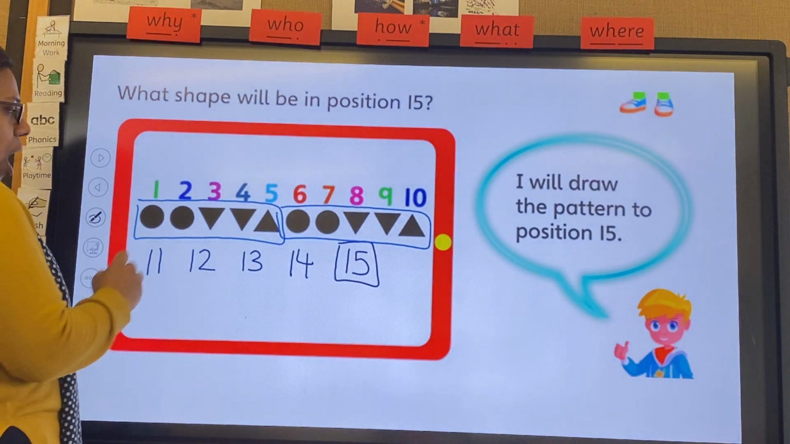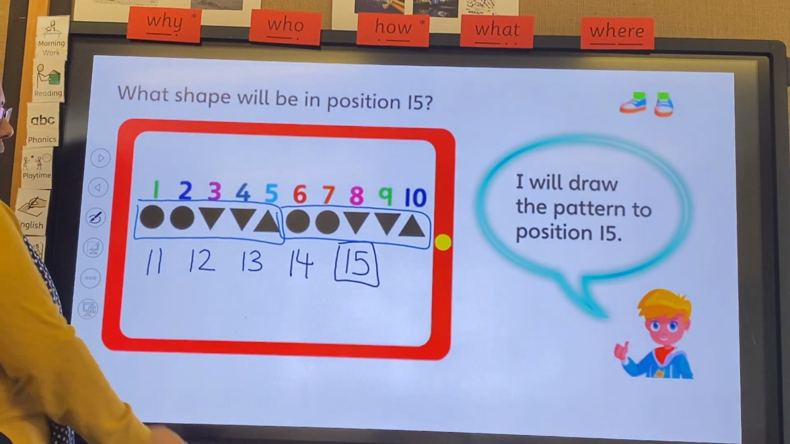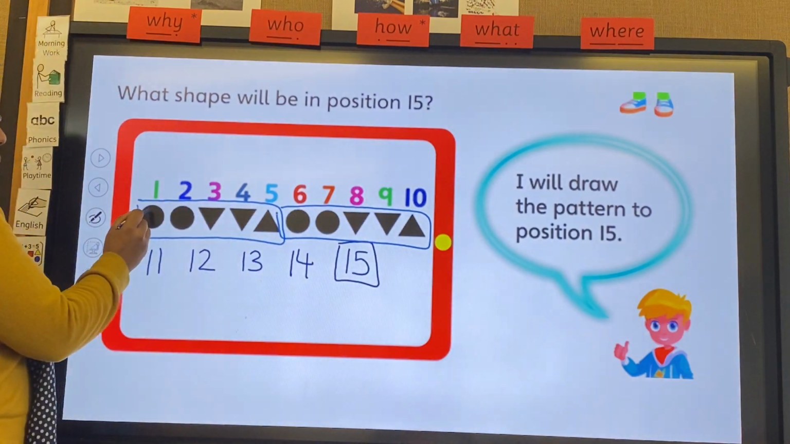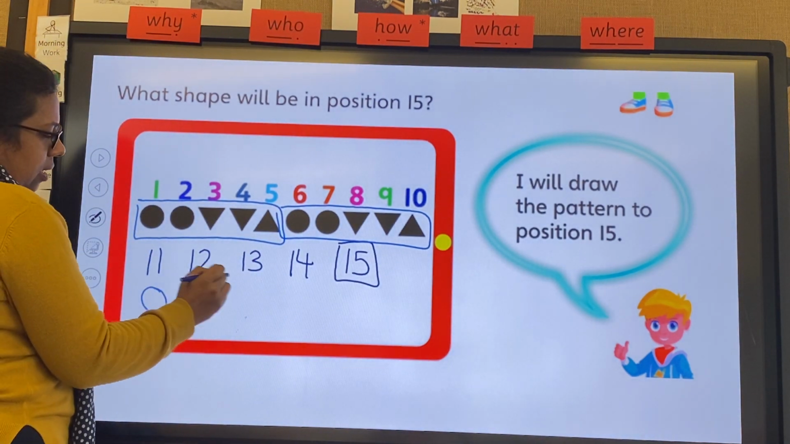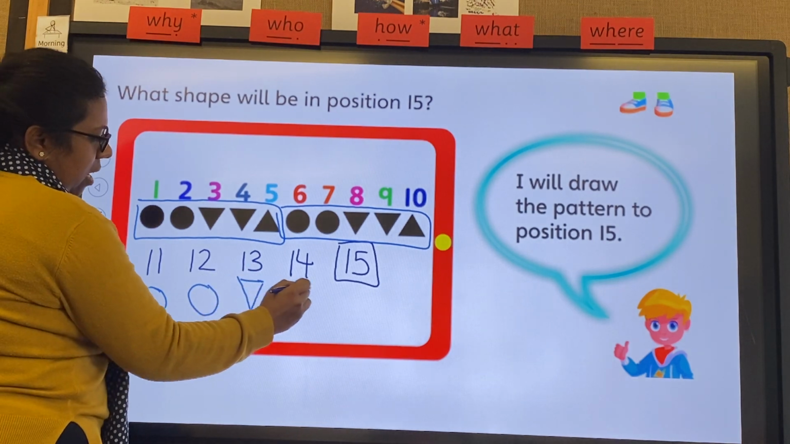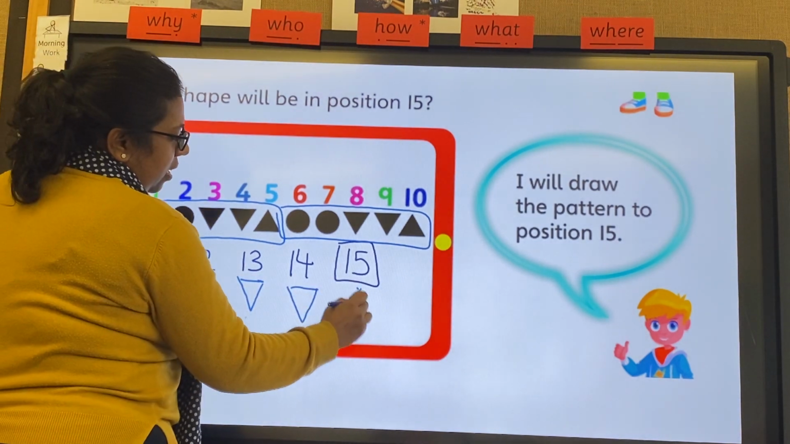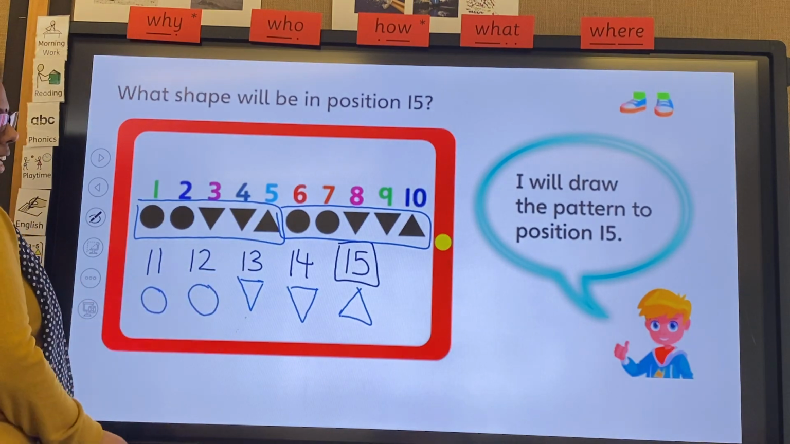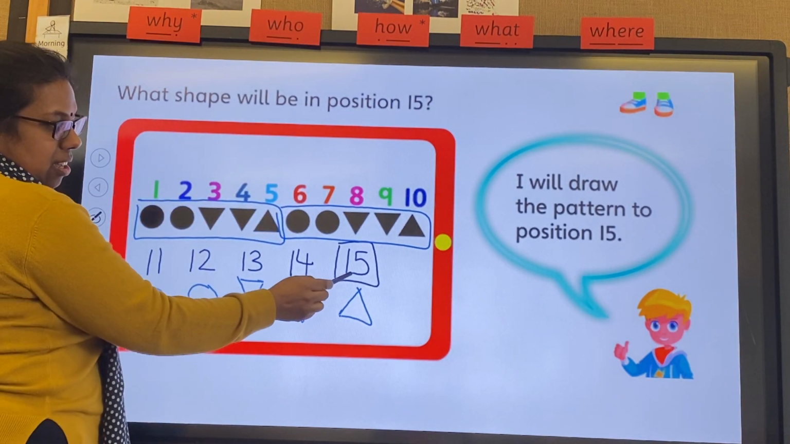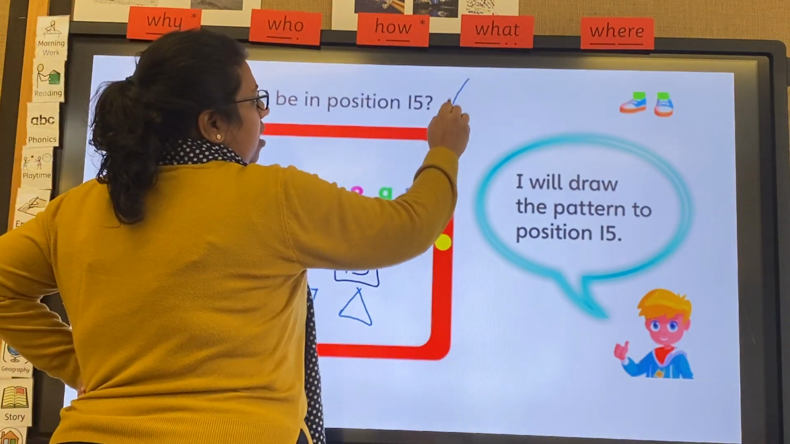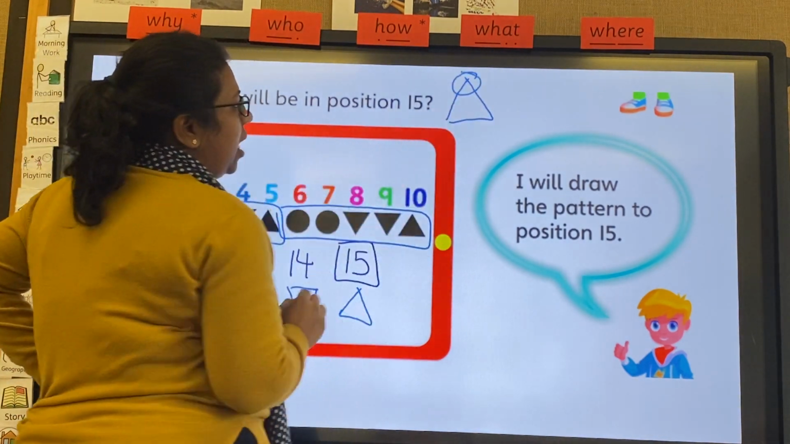So now I've got to work out what number 15 would be. So I've finished my triangle here, which means I'm going to start with a circle again. So circle, circle, triangle going down, triangle going down, triangle going up. I've copied it exactly the same. So what shape will be in position 15? Well done, the triangle with the vertices pointing up.